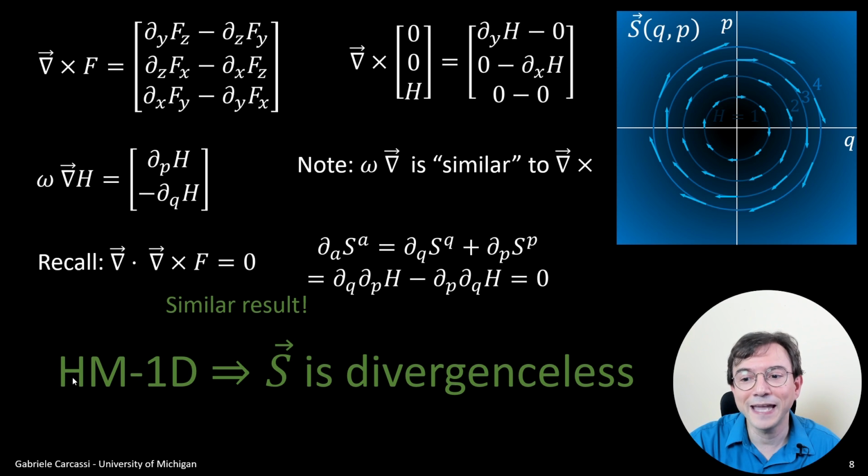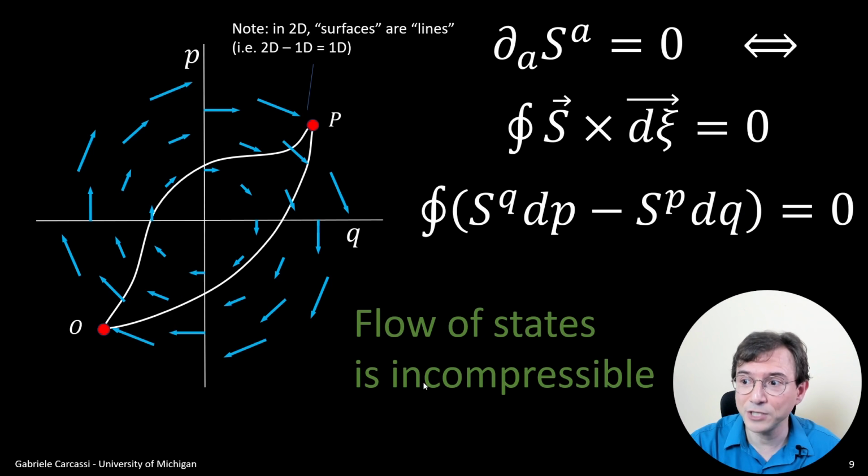And so if we have Hamilton's equations for 1 degree of freedom, then the displacement field, the flow, is divergenceless. And what does that mean geometrically? Well, if you have a flow of states that has divergence equal to 0, the flow of states is incompressible. That is, if you take a region of phase space and you look at how the states flow inside the region, you will see that as many states flow in as flow out, right? No state remains inside. And this is what we mean when we say that the flow of the states is incompressible.